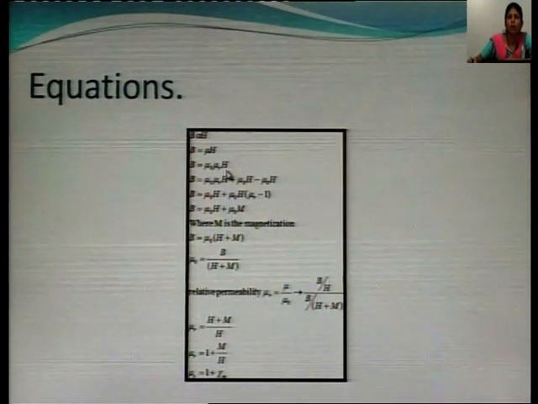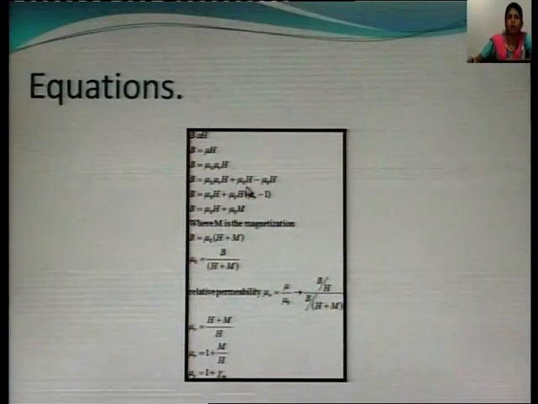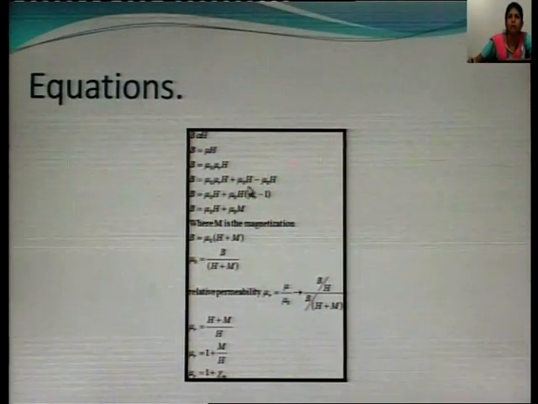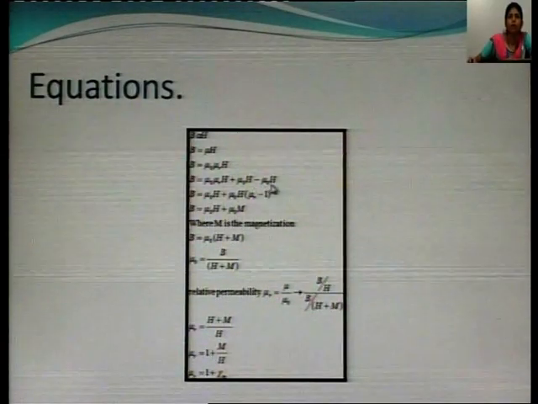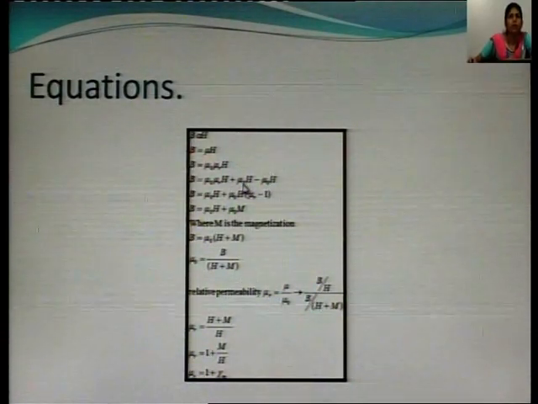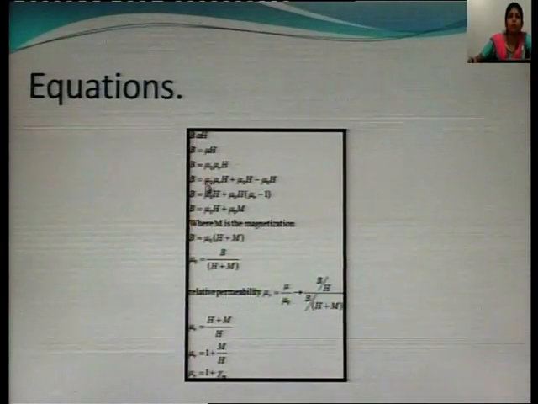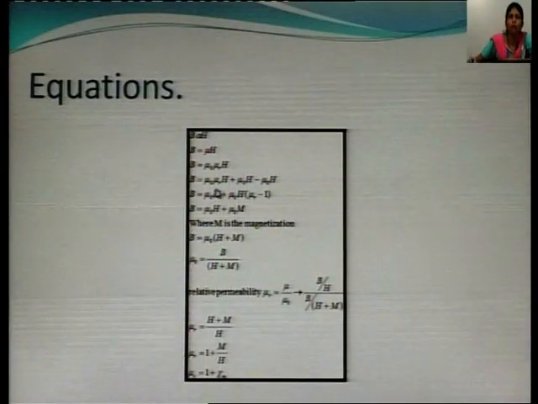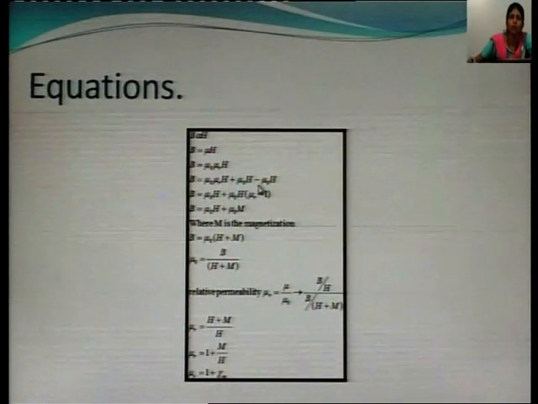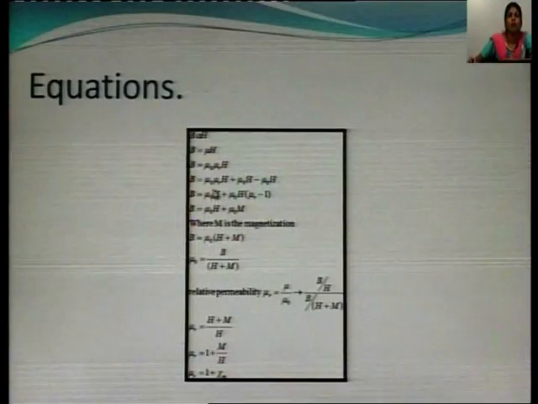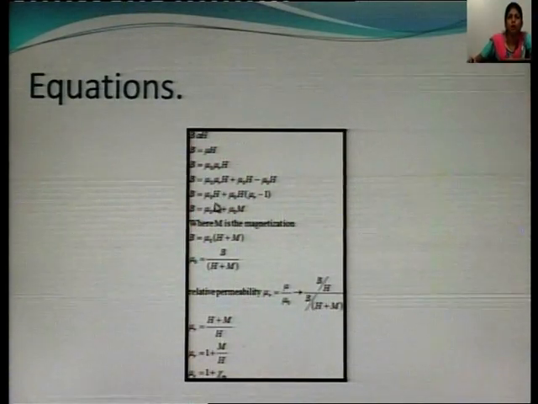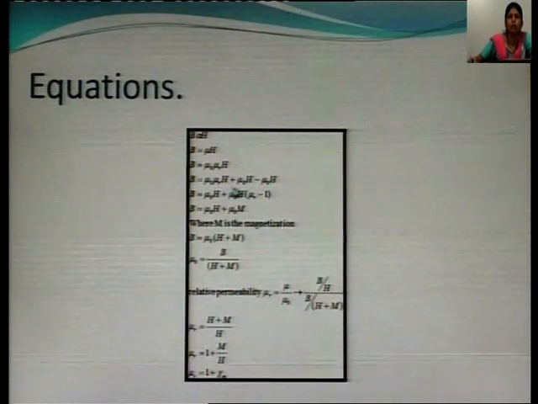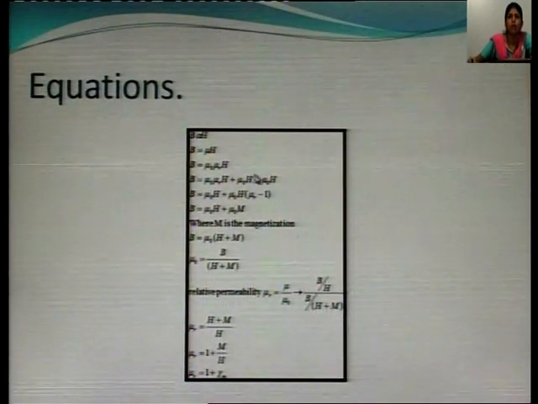Now, I have added mu naught H in this equation and in the same way I have subtracted mu naught H from this equation. So, add and subtract mu naught H on both sides. So, this will give B is equal to mu naught mu r H plus mu naught H minus mu naught H. So, take mu naught H common from the first and the last.